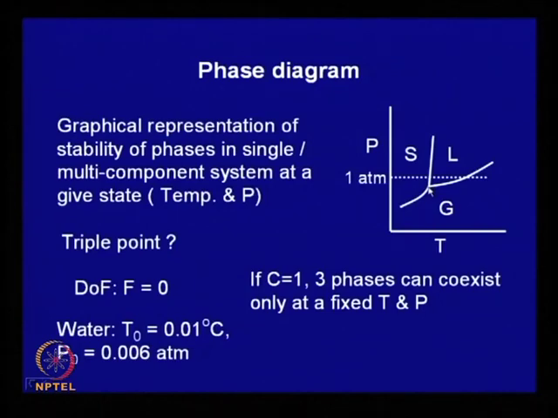For this particular case, if you apply the phase rule, you find that at the triple point the degree of freedom is 0. So for any pure material, say water, this is a fixed point, which is written over here: T naught is almost 0.01 degree centigrade and the pressure at that point is 0.006 atmosphere.